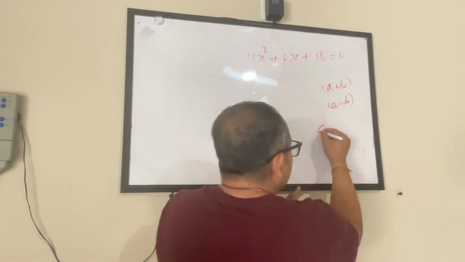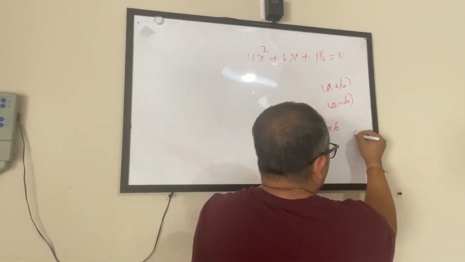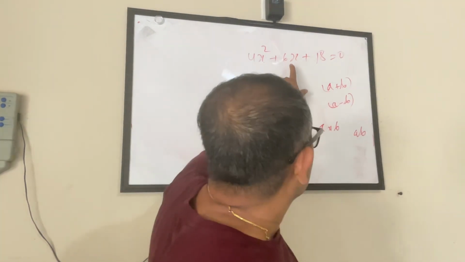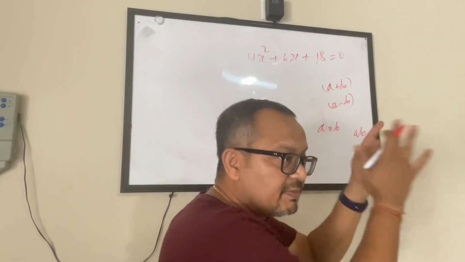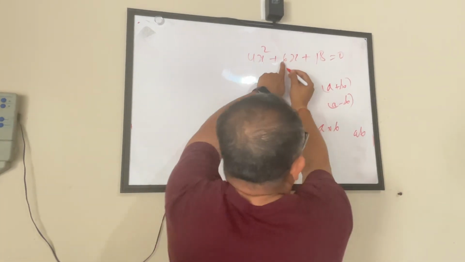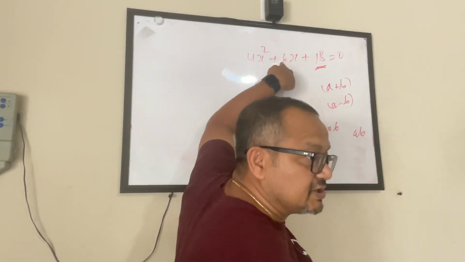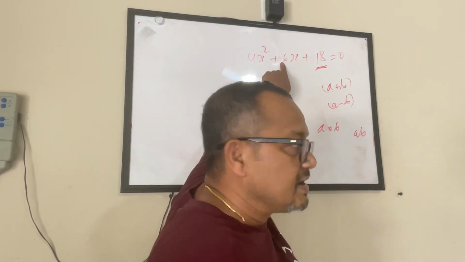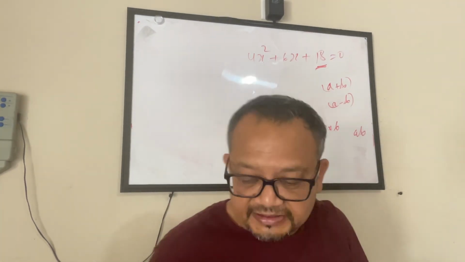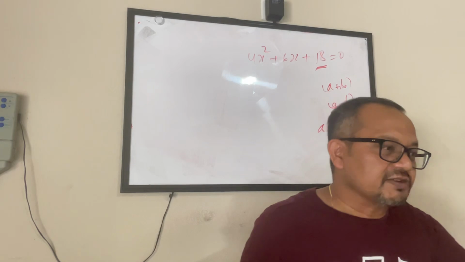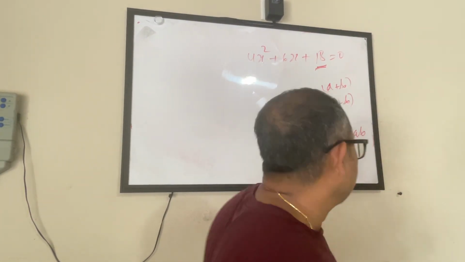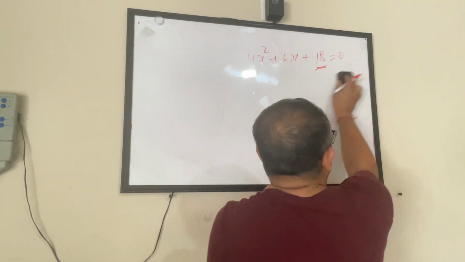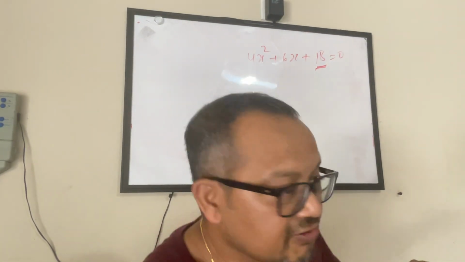The second option was a into b, ab, meaning you broke the middle term into two pieces whose sum is the middle coefficient and whose coefficients multiplied give you this thing. That was the second option. There is a third option which is more like a silver bullet. You don't have to do anything. You can blindly apply the formula and find the possible answers for x in a quadratic equation.